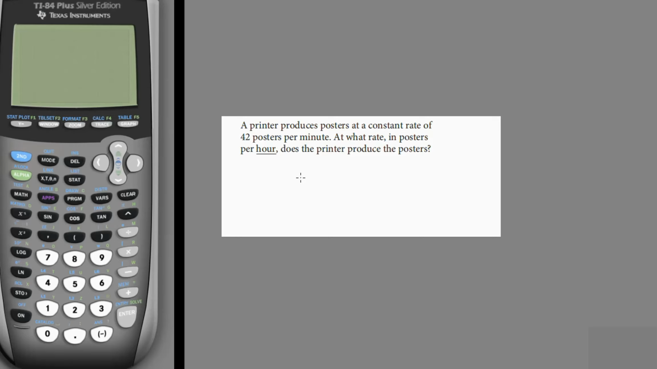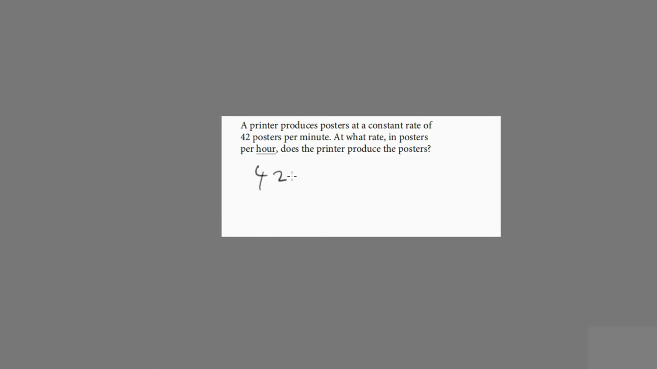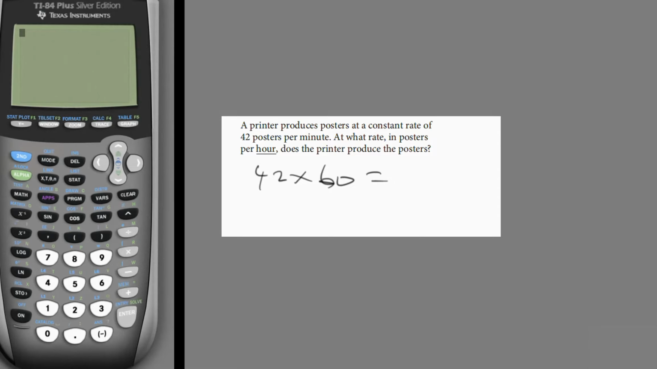So to get the number of posters the printer will be able to print in an hour, since it's able to print 42 posters per minute and there are 60 minutes in 1 hour, so very simple logic. You just say 42 times 60 minutes, so whatever it gives you will be the answer. Let's punch this on the calculator. So we have 42 times 60. What would it give us?